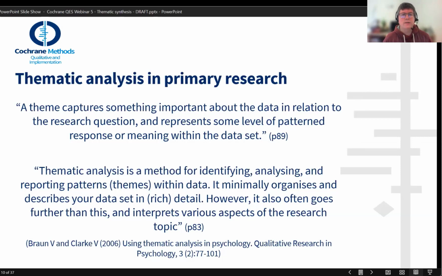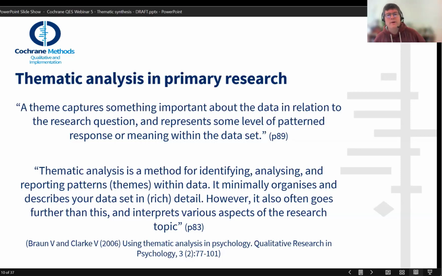So a theme captures something important about the data in relation to the research question, representing some level of patterned response or meaning within the data set. So there are some quite obvious parallels with synthesis there: the fact that you're looking for something which is patterned within the data set. It's not just something you see once necessarily, and also that it is in relation to the research question. And we're going to come back to the importance of that in a little while.